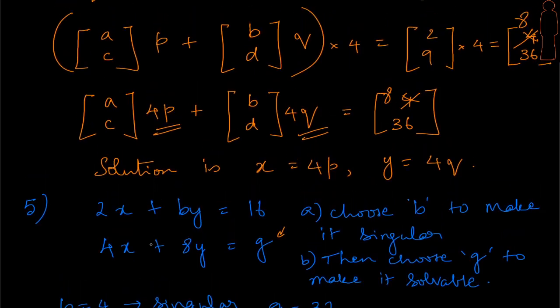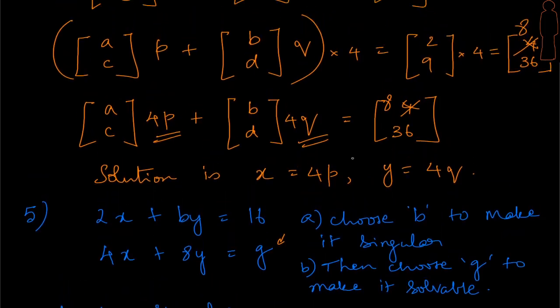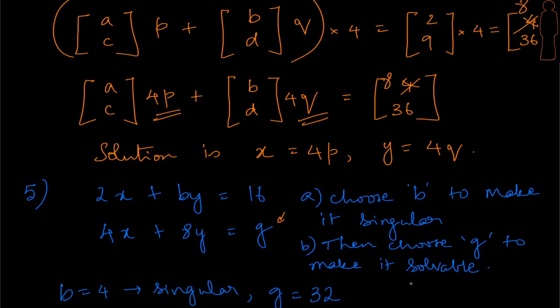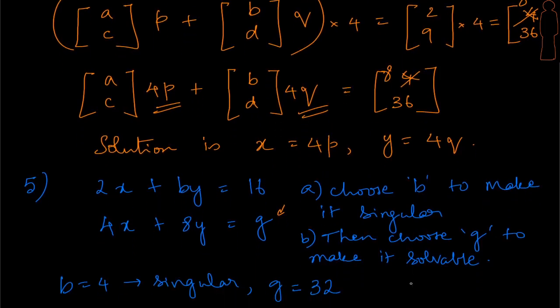Now the next part says, can you choose this g to make this solvable? The question is clear: you will have to choose the g after choosing this b. Which means that we have assumed that we have taken b to be 4.